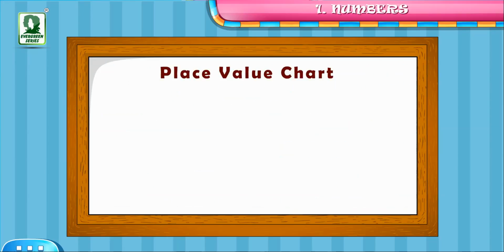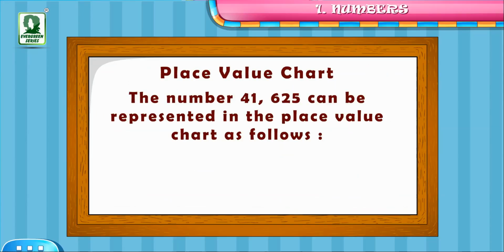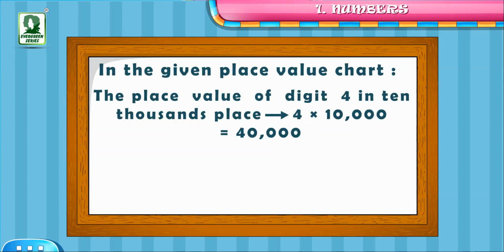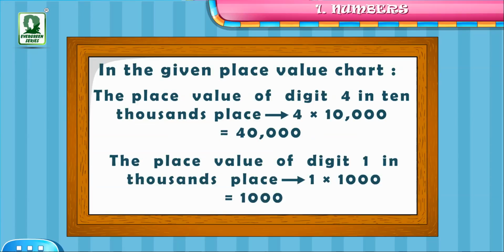Let's do the place value chart. We have number 41,625, that is 41625. The place value of digit 4 in 10,000's place is 4 multiplied by 10,000 equals to 40,000. The place value of digit 1 in thousands place is 1 multiplied by 1000 equals to 1000.